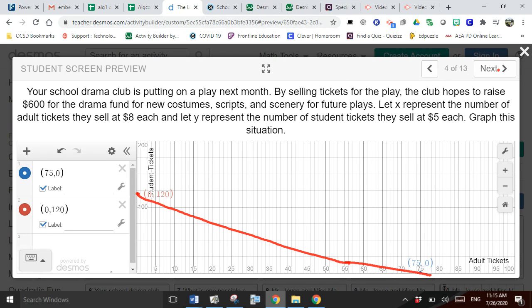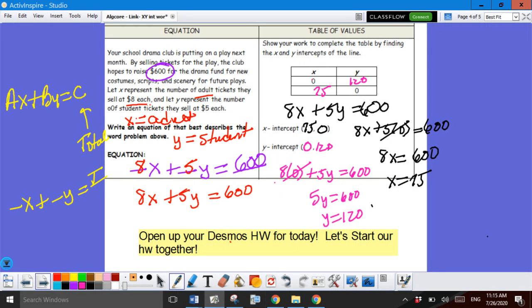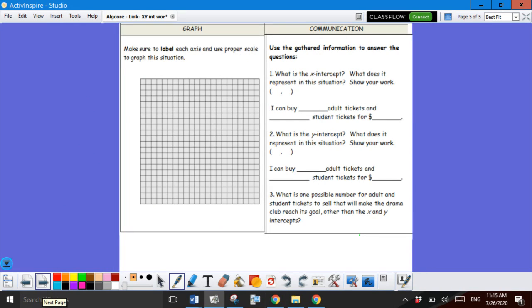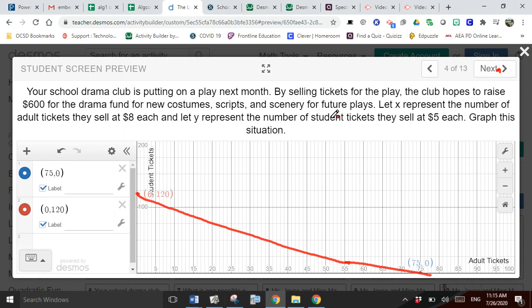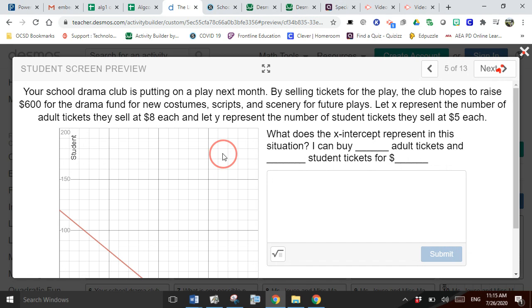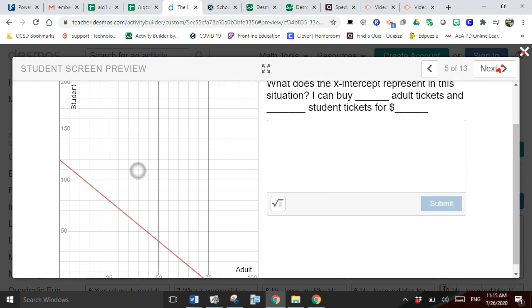Okay, so now let's look at what is happening on the next slide. Go to your next slide. You're going to see that you've got a graph, and then we've got to answer these questions. So let me get out of this here. And here's my graph. I'm going to move this up a little bit so we can see it.